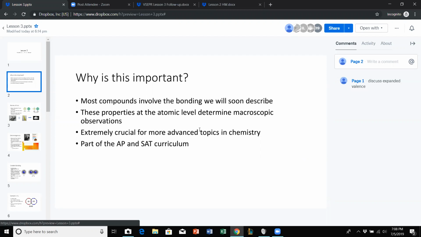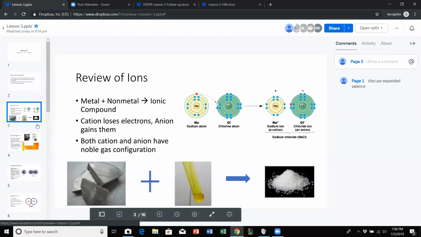Yeah. And this stuff is incredibly crucial for more advanced topics in chemistry, like what I mentioned, organic chemistry, and it is part of the AP and SAT curriculum. So first, I want to review ions real quick.